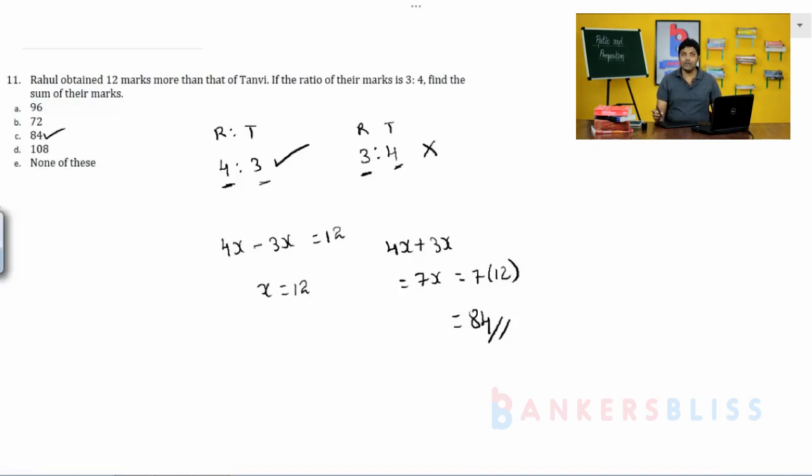Only simple thing. 4 is to 3, 4x and 3x, and they are given the difference between both of them. The difference between both of them is 12. Therefore, x value is 12, but they are asking us to calculate sum of their marks. So, 4x plus 3x, 7x. 7 into 12, 12 sevens are 84. So, for 11th problem, option C, 84 is the right answer. Let us go to the next problem. Problem number 12.